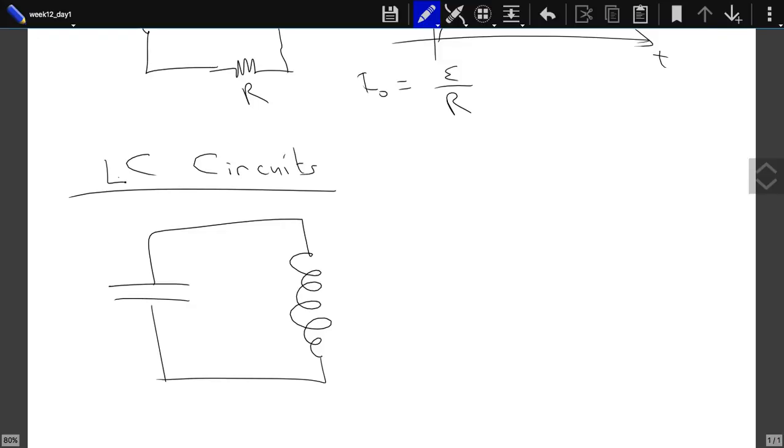Initially, let's say this is the positive plate, this is the negative plate. The charge in the capacitor at t equal to 0 is Q0, and let's say the current at t equal to 0 is 0. So at t equal to 0, we are just closing a switch, closing the circuit. Now what will happen? Well, the capacitor will try to discharge itself.